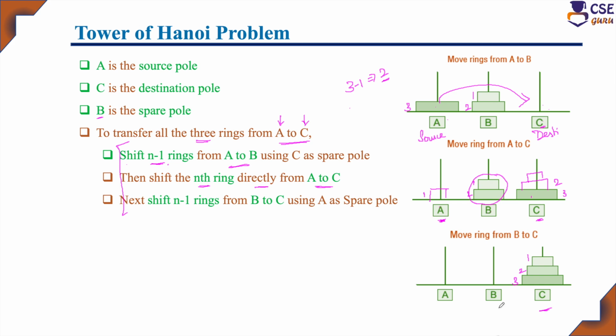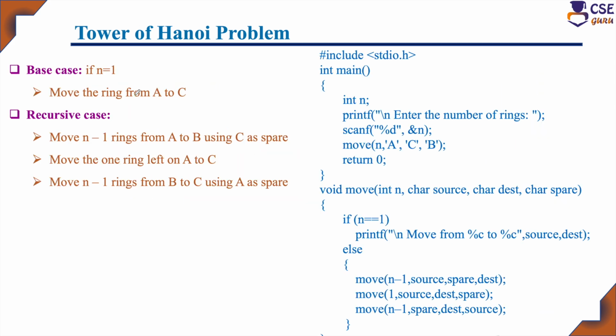So this is nothing but the Tower of Hanoi problem. In the Tower of Hanoi problem, what is the best case? If there is only one ring, there is no need to use any spare pole at all. Only one ring, directly move that ring from A to C. If there is more than one ring, only in that case do you need recursion.